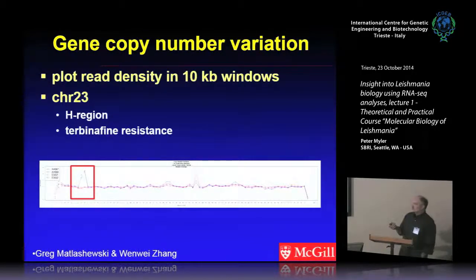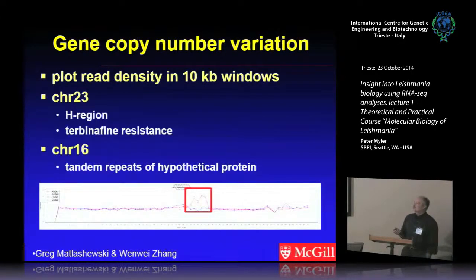You'll also see that there's another region over here that's amplified in both of the isolates. It's a little bit of a smaller region. So essentially the way we did this is we looked at the read density in 10 kilobase windows across the entire genome, and you can identify from plots easily these amplified regions.